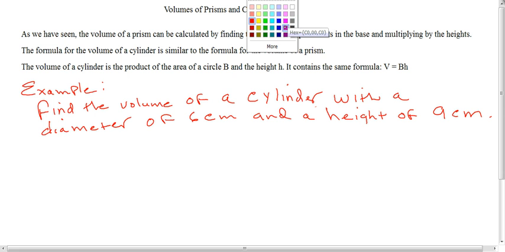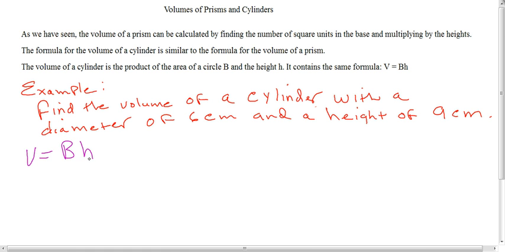Go ahead and put a different color in here. It says find the volume of a cylinder with a diameter of 6 centimeters and a height of 9 centimeters. So let's see, what do we set up? We said that volume is going to equal, and here's the formula, big B times H, and we said that this big B, we wanted you to take that to be the formula for the area of a circle, which is pi times radius squared.